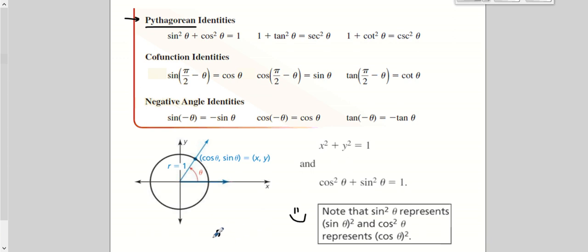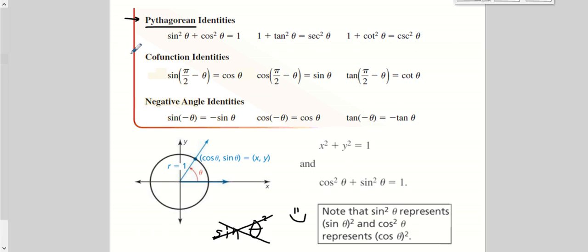If we wrote it as, say, sine theta squared, if you ever see this, that means you're squaring the theta and then finding the sine. So we don't want to do that, because that's usually not what we need. So you're going to see it this way.